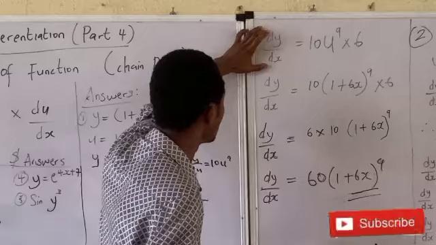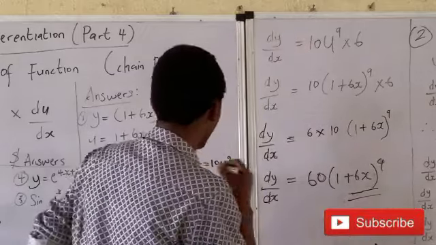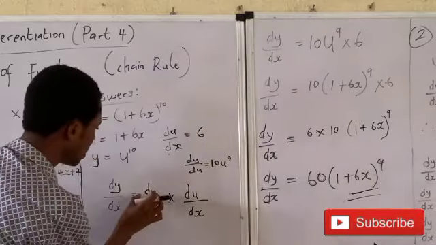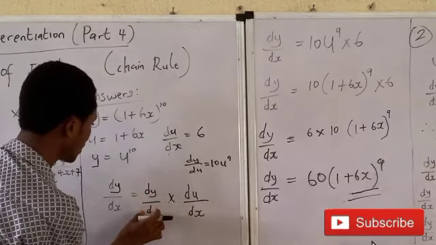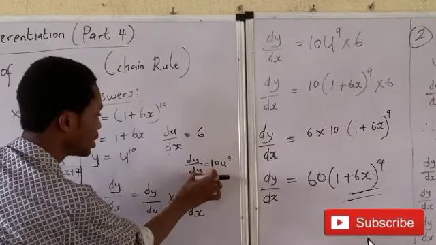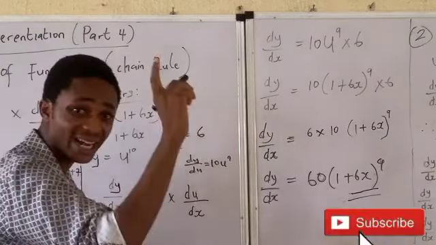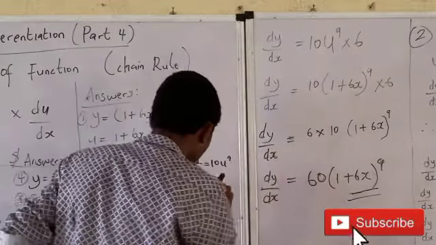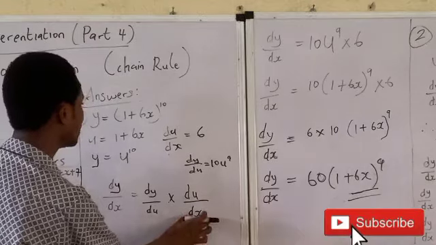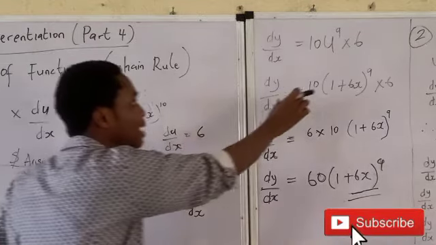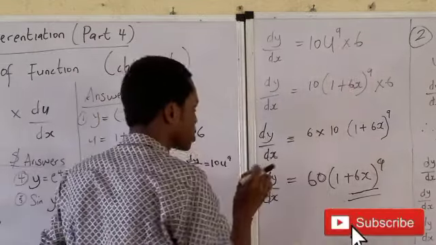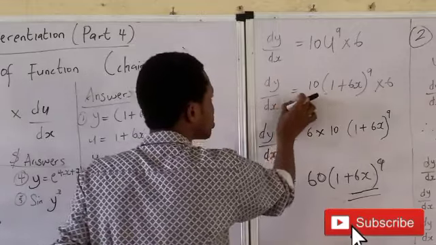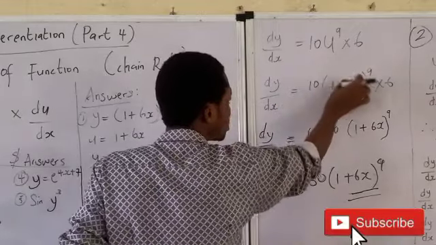Now, remember, it is dy/dx. Where's our dy/du? Our dy/du is this one, 10u raised to the power of 9. Times, where is our du/dx? Our du/dx is 6. So dy/dx equals 10u raised to the power of 9 multiplied by 6.